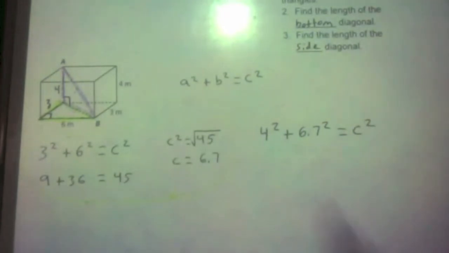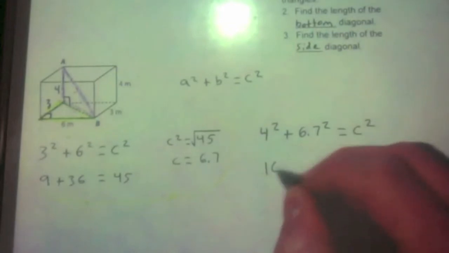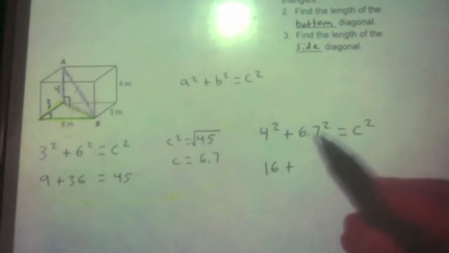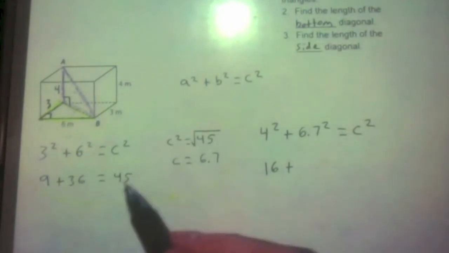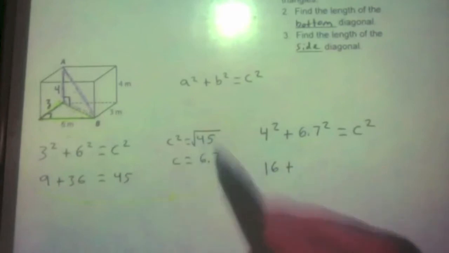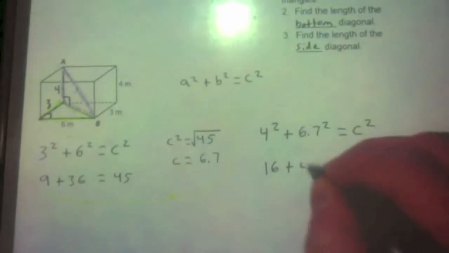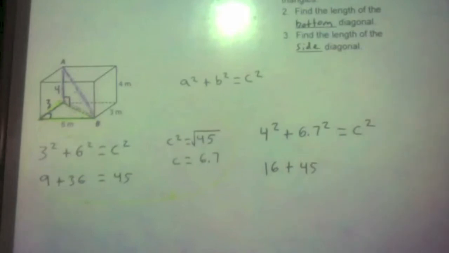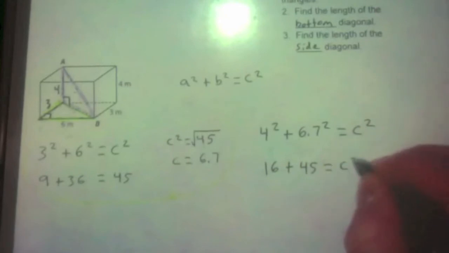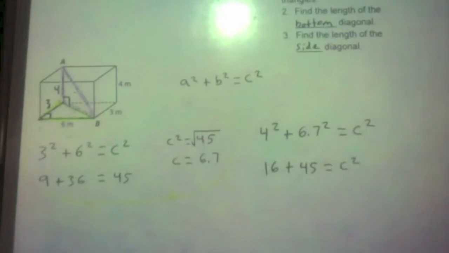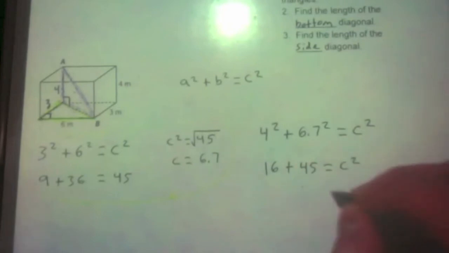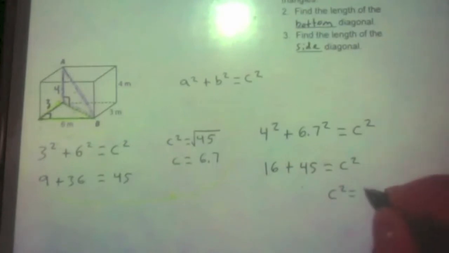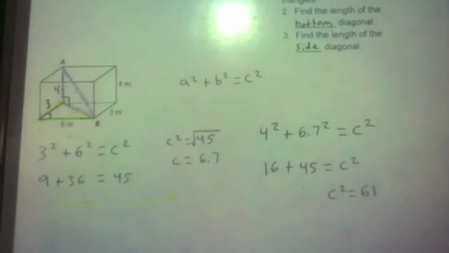All right, I'm going to work out the math, and we get 16 plus, and for 6.7 squared, we already figured that out because that was our 45. We just took the square root of 45 and we got 6.7. So I'm going to use 45 again because we already know that's the number we used. So 45 equals c squared. Add those two up, we get c squared equals 61. All right, now we're not done yet.